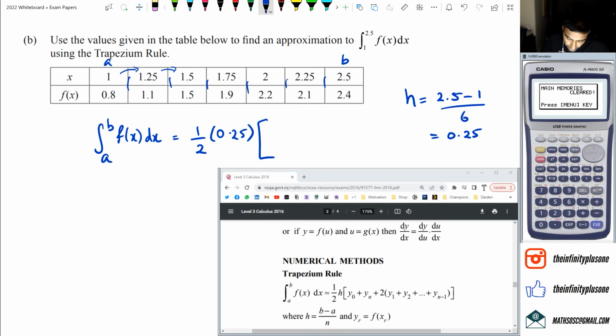And then what we've got is y0. So this is going to be y0, y1, y2, y3, y4, y5, and y6. Every time I say y5, I always have a good little laugh. But all right, what's y0? y0 is 0.8 plus yn, which is y6 in this case, which equals 2.4, plus 2 times everything that is remaining. And of course I ran out of space. That's okay, I'm going to try to carry it here. Plus 2 times 1.1 plus 1.5 plus 1.9 plus 2.2 plus 2.1.